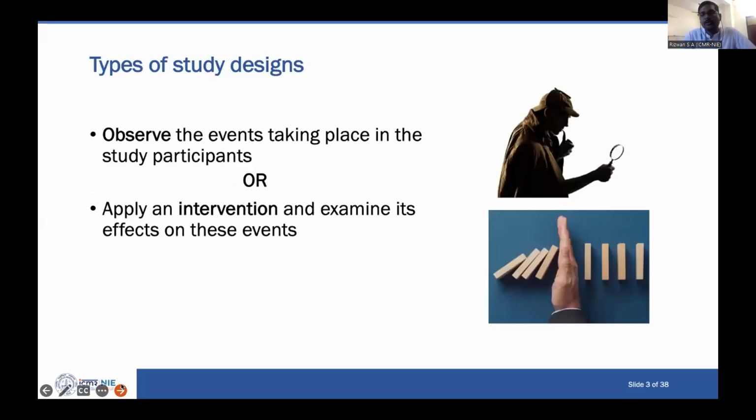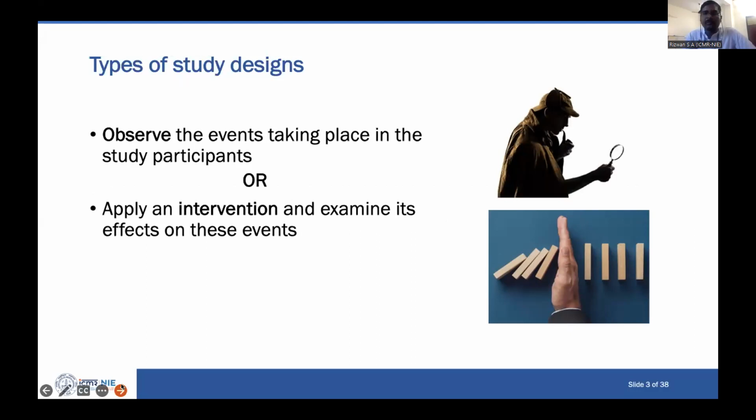There are 2 situations which you might come across when doing epidemiological studies. The first situation is where you only observe events taking place in the study participants. Okay, you are just observing, you are not doing any sort of manipulation or intervention in the study participants. So that is merely observing. The second type of situation is where you apply an intervention and examine the effect of that intervention on subsequent events.